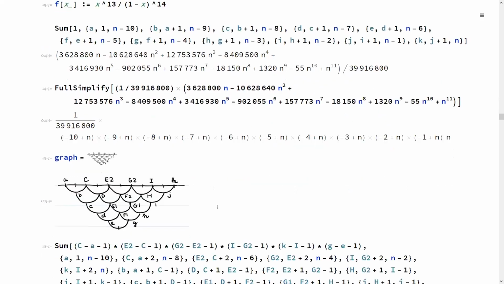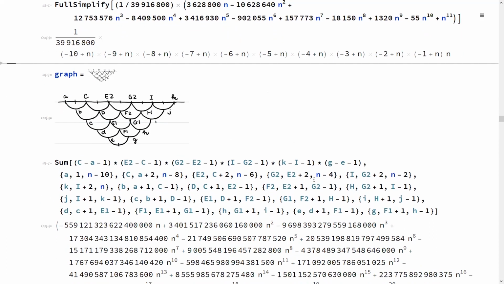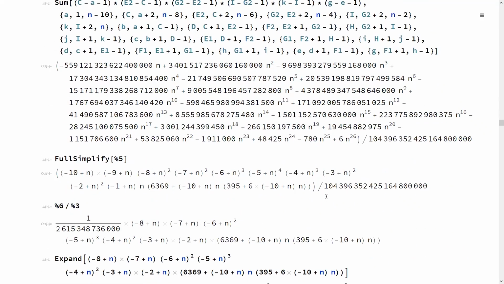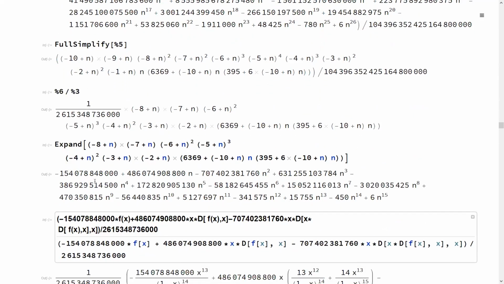Now, we are interested in something a little bit more complex than a line. What we have here is this graph. And we also ask Mathematica, how many ways can you label this graph using numbers from 1 to n? And this is the corresponding expression. And once you have this expression, you need to remove the binomial coefficient. And what we obtain is this polynomial.